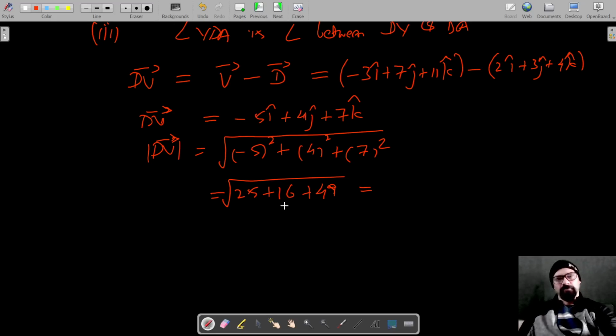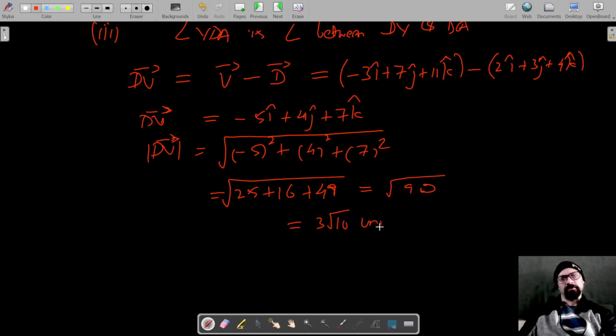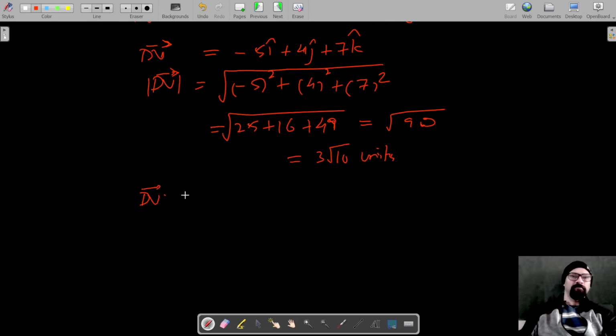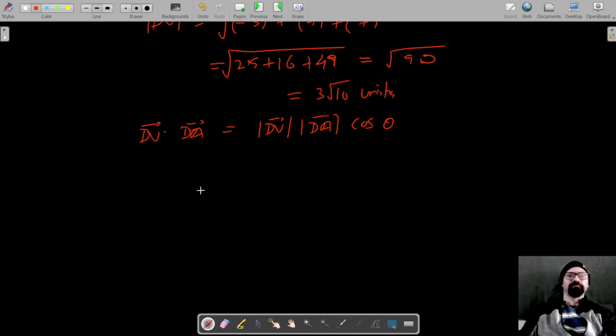Okay, so the dV vector is 9, 6, 15 plus 5 is 20, and 4 plus 5 is 90, under root 90. Under root 90 is 3 under root 10 units, which is the magnitude of the dV vector. Now we have to find the angle between dV and dA. So the dot product of dV and dA is equal to the magnitude of dV into the magnitude of dA, and that will give me cos theta.